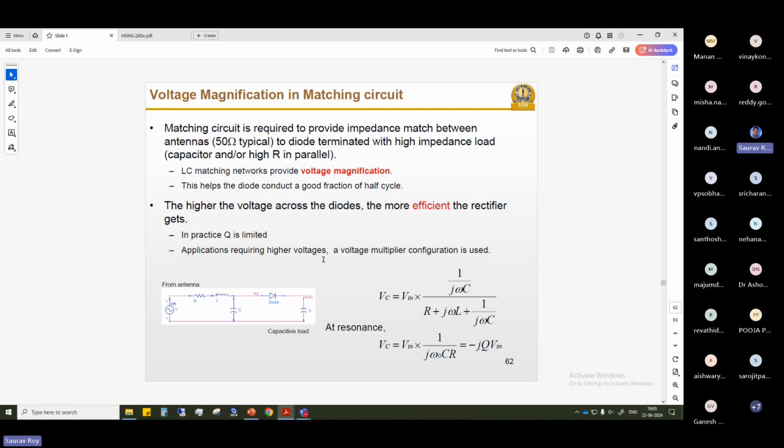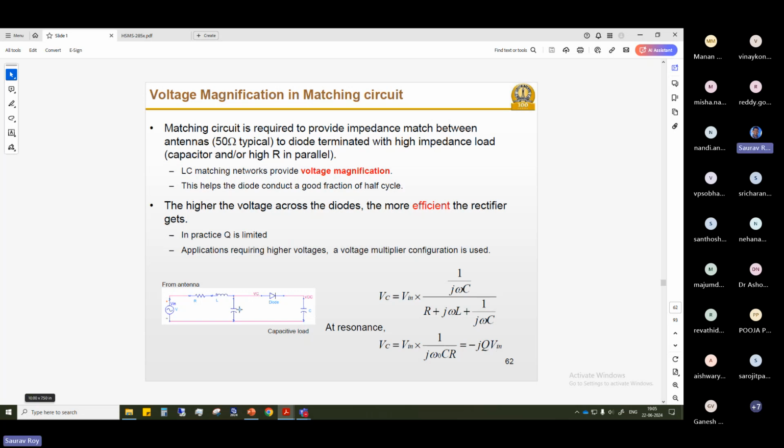And in some cases, if that is not sufficient, then you might use a voltage doubler or multiplier. The simple circuit is easy to calculate. VC is Vin times 1 over j omega C divided by the total impedance, because this is a series circuit of R, L and C, and across this you can calculate the VC of the diode. At resonance of this series RLC circuit, the VC expression becomes simplified to the Q factor of this series circuit. Okay.